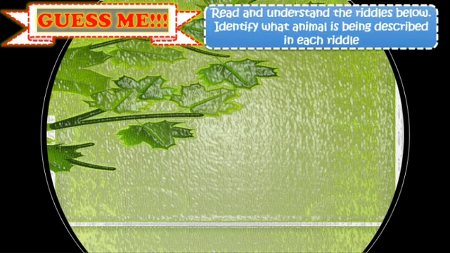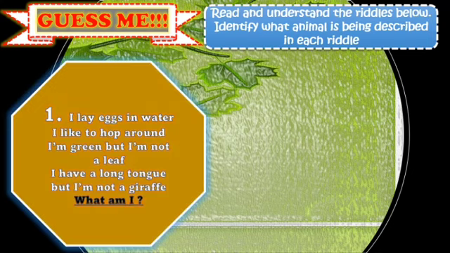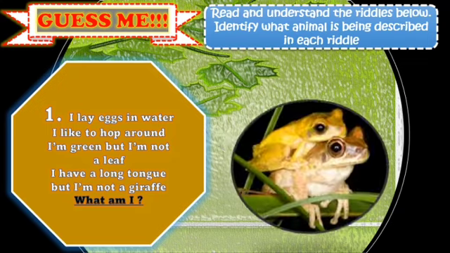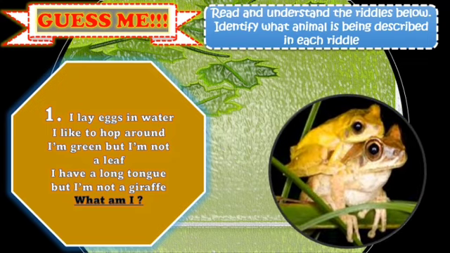All you have to do is to read and understand the riddles below and then identify what animal is being described in each riddle. For the first one: I lay eggs in water. I like to hop around. I'm green but I'm not a leaf. I have a long tongue but I'm not a giraffe. What am I? So the answer must be... Okay, it's a frog.